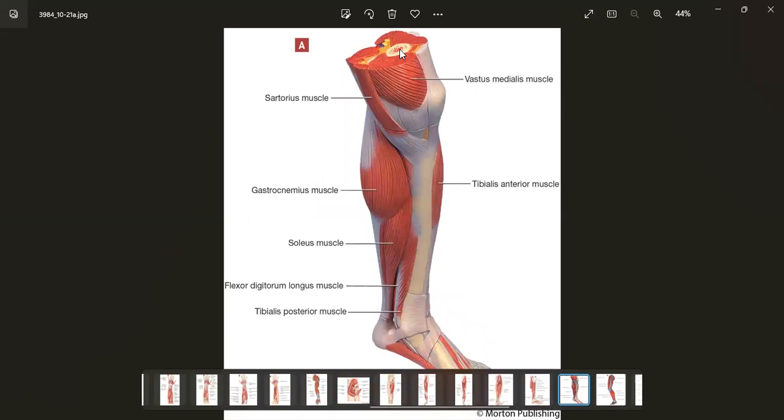Here's a really nice picture of the muscles. The gastrocnemius being the biggest calf muscle, the soleus being the supporting one that fluffs around it, and the tibialis anterior being the one on the anterior side.